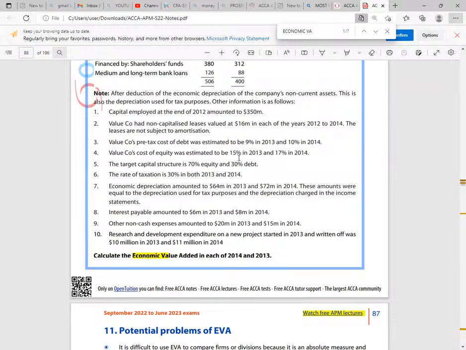Nope, the weight of equity for 2014 is supposed to be 17%. Weight of debt doesn't change. The weight of debt is 0.3 times the cost of debt after taxation. Cost of debt before taxation for 2014 is 10%. But remember that this 10% has to be tax adjusted.